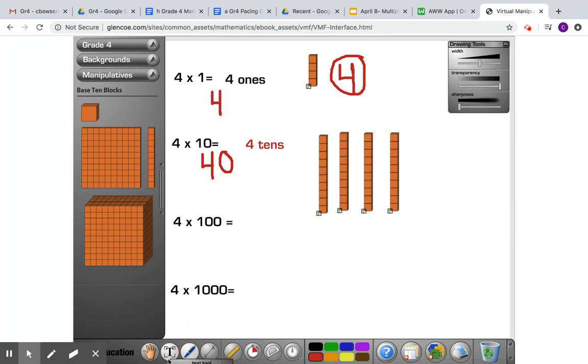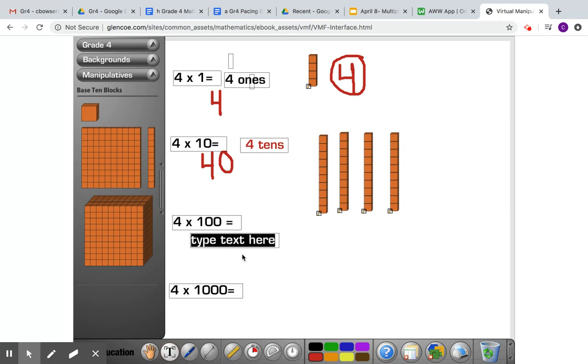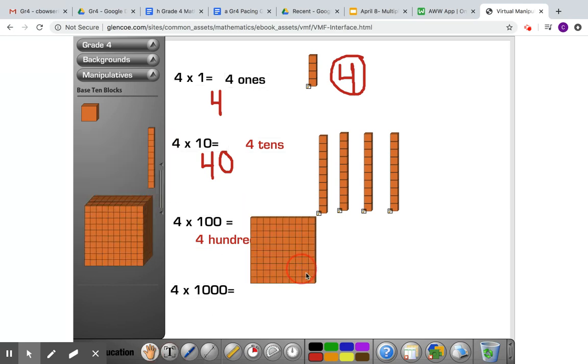Okay, now 4 times 100. Take a quiet second to think. How do you think we can write this using base 10 knowledge and language? 4, if you said hundreds, you are correct. 400. So I'm going to grab 4 hundreds.